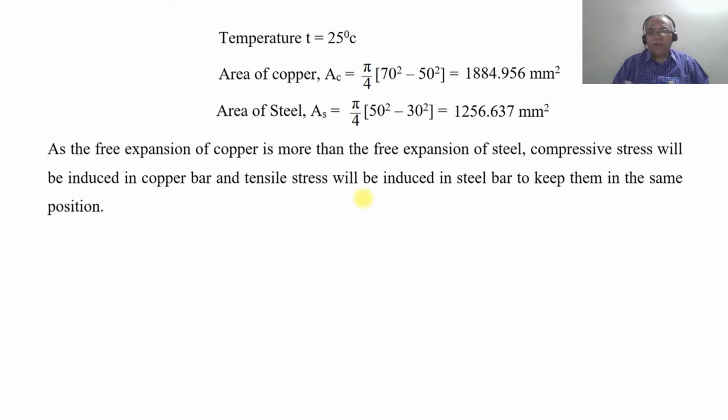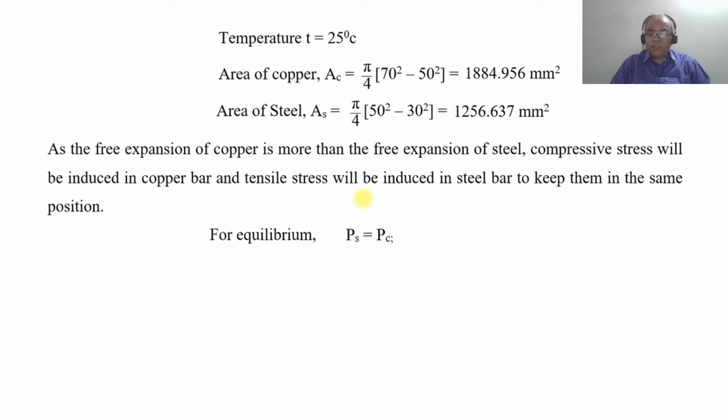Then, as the free expansion of copper is more than the expansion of steel, naturally the copper will be under compression, or compressive stress will be developed in the copper, and tensile stress is developed in the steel. So keep it in the same position. For equilibrium, what is that? PS is equal to PC.